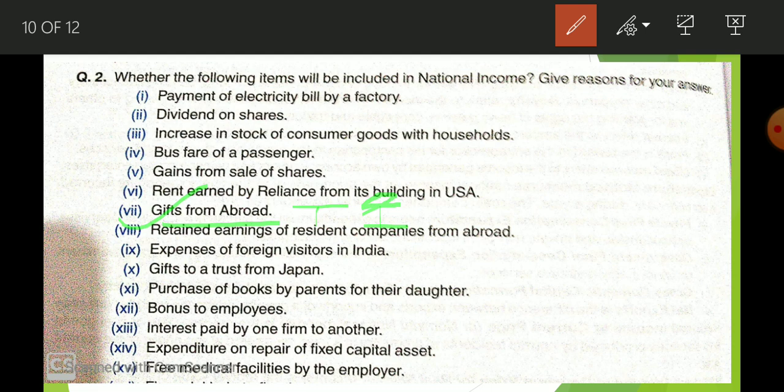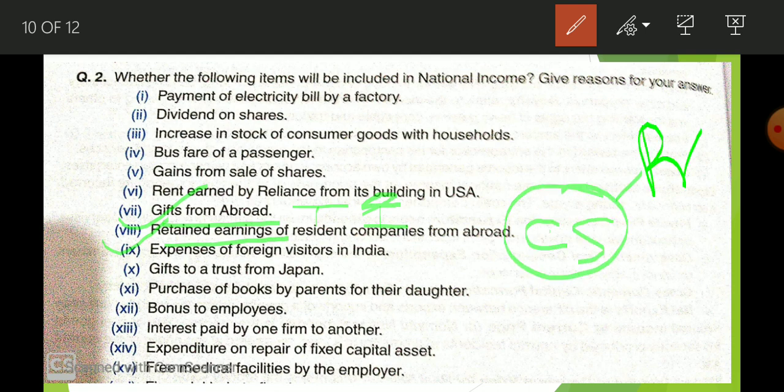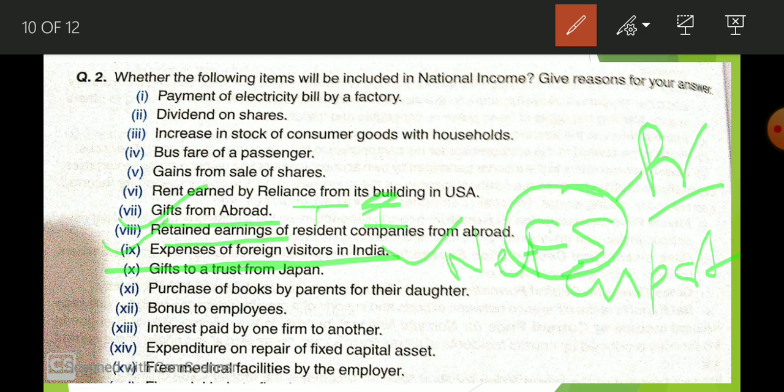Now next, retained earning of a resident company from abroad. Obviously this retained earning is going to be added. Why? Because retained earning means corporate saving, and corporate saving is part of profit. So this is included. Now expenses of foreign visitors, obviously it is also going to be included. Why? Because it is part of net export when you calculate net export, so it will be included.